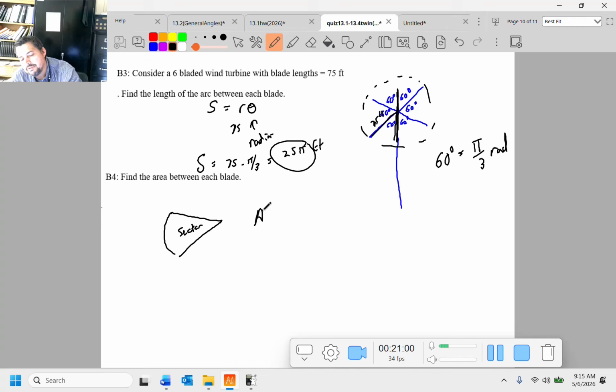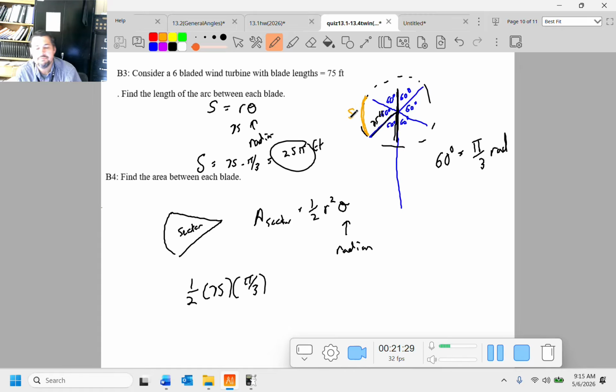All right. The area of a sector has a nice little formula. It's 1/2 r squared theta. And again, theta is in radians. So our radius is still 75. Our angle is still going to be pi over 3. By the way, I didn't really tell you all what arc length was. I'm assuming you know. Arc length would be how far it is from here to here if you travel the circle. That's what we call arc length. An area would be what it takes to paint or cover the territory in between those blades.